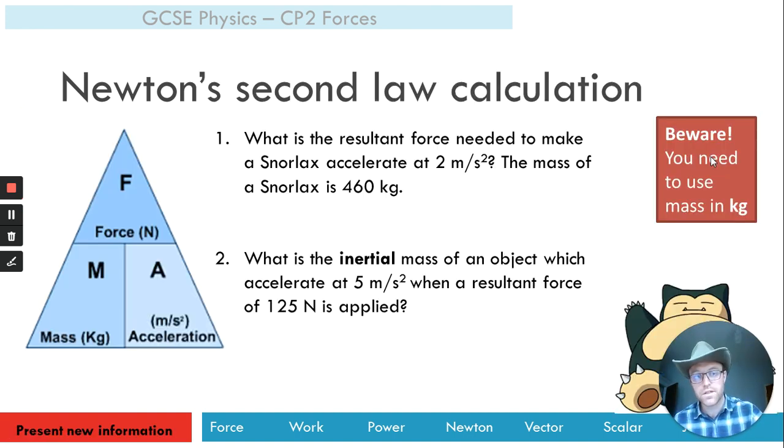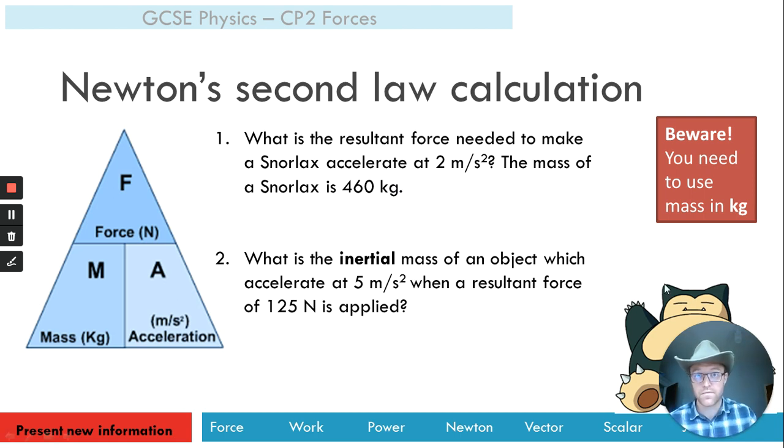Okay, let's do some trial calculations. I'm going to go through these two with you, and then I'll have two more which you can do yourself. If you want to do this yourself, this is too easy, then simply pause the video now and answer these questions, and then check that you're right. Question 1. What is the resultant force needed to make a Snorlax accelerate at 2 meters per second squared? The mass of a Snorlax is 460 kilograms. Careful, we need to use a mass in kilograms. Luckily here it is in kilograms, so no conversions required.